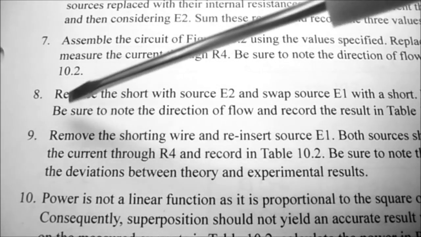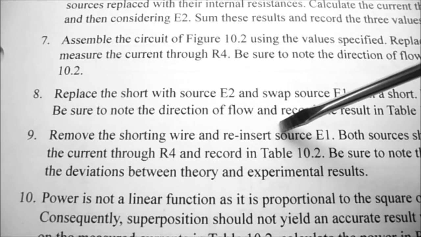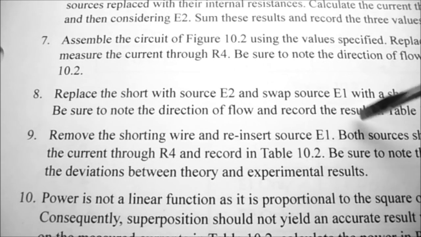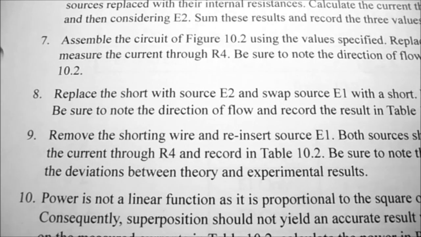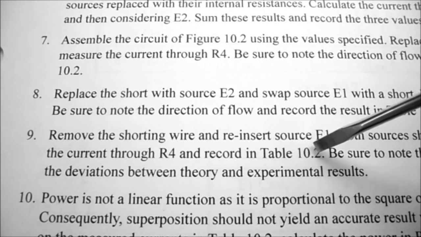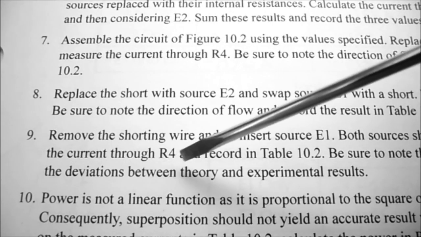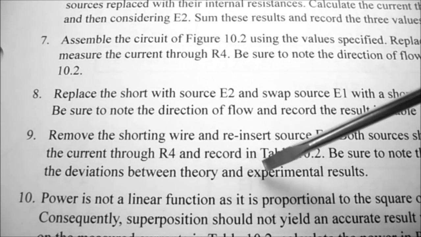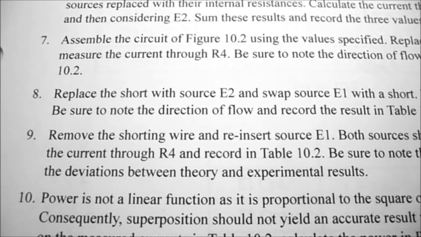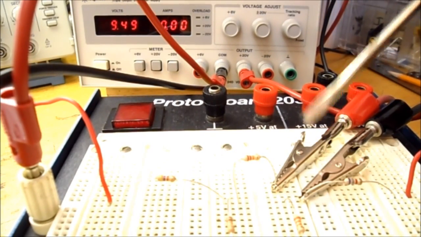Under procedure, step number 9, we're to remove the shorting wire and reinsert source E1. Both sources should now be in the circuit. We're to measure the current through R4 and record in table 10.2. It says be sure to note the direction, determine and record the deviations between theory and experimental results. So I'm still leaving my ammeter where it was.